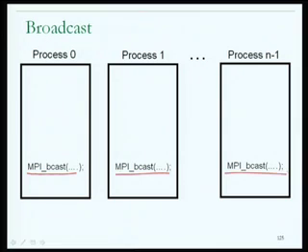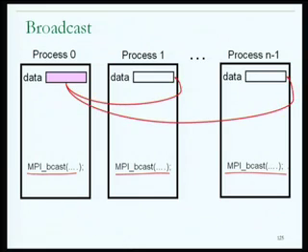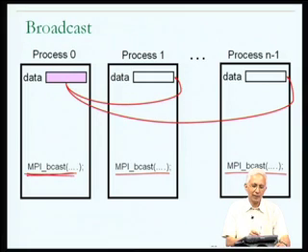And what this is going to allow me to do is communicate a single piece of data which is part of the address space of process P0 to all of the other processes with a single communication. So with this single call, I have been able to broadcast a value to all the other processes.